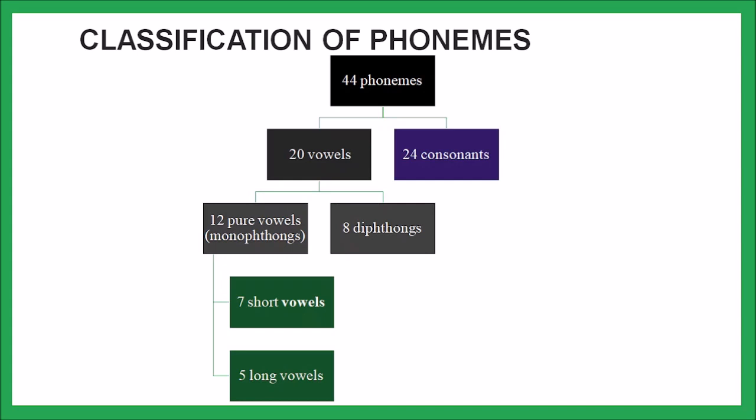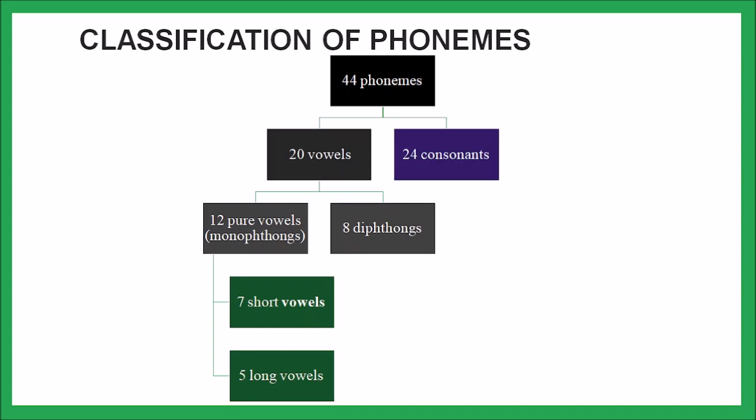Then again, the 12 pure vowels or monophthongs can be divided into two: 7 short vowels and 5 long vowels. We have short and long vowels in our Indian languages as well. Take for example Malayalam. In Malayalam we have the short vowel a and the long vowel a, the short vowel e and the long vowel e, short o and long o. Similarly, in English language as well, there are short and long vowels. So there are 7 short vowels and 5 long vowels.